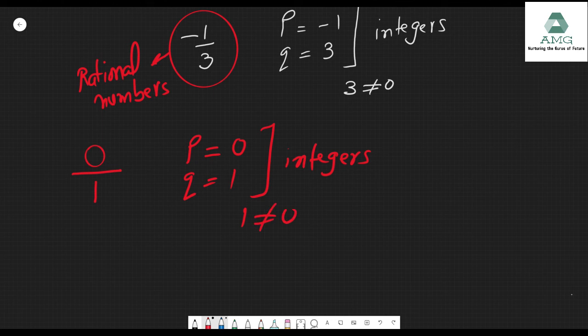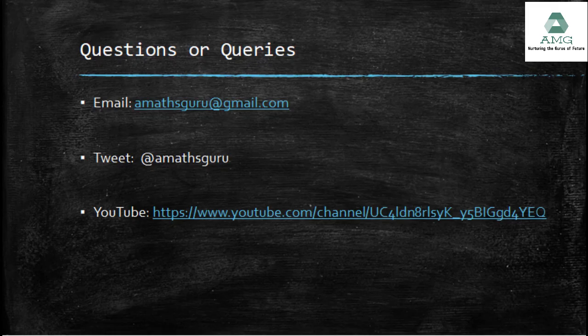And 1 is not equal to 0, which satisfies our second condition to be a rational number. So we can say 0 satisfies both conditions to be a rational number. That's why we can say 0 is a rational number. This way you can check any number whether the given number is a rational number or not.